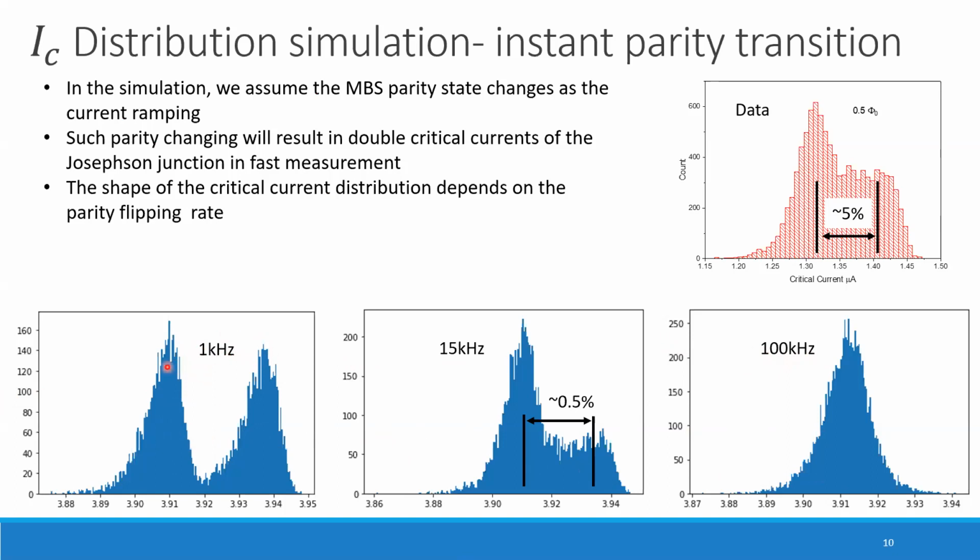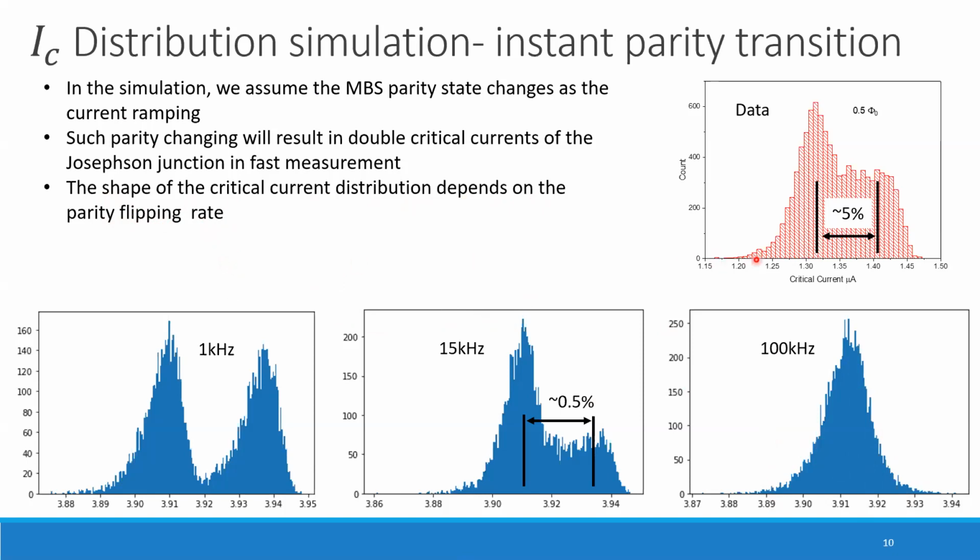If the transition frequency is low, we can have a clear double peak feature. And if the transition frequency is higher, we may have some intermediate feature here. And if the frequency is too large, we will have only a single peak critical current distribution. So basically, this simulation tells us the shape of the critical current distribution measurement depends on the parity transition frequency of the Majorana bound state. However, this is only a very preliminary simulation.